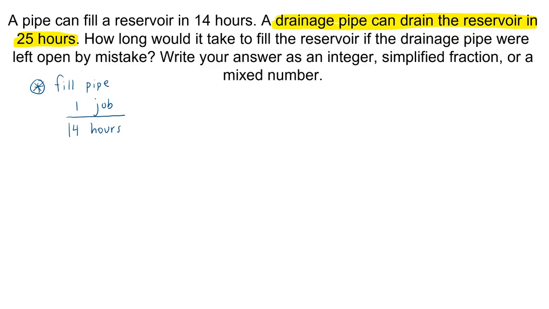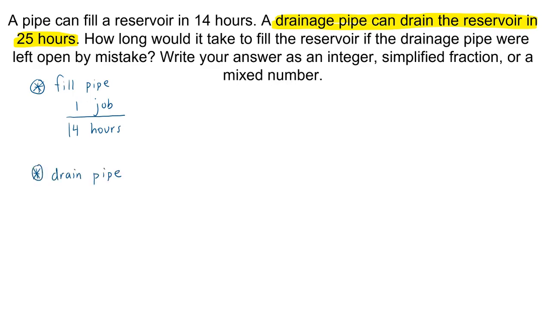Now keep in mind, the first pipe was filling the reservoir. This pipe is a drainage pipe and it's draining the reservoir. And the question is, how long would it take to fill the reservoir if the drainage pipe were left open by mistake? How much work is the drainage pipe doing?